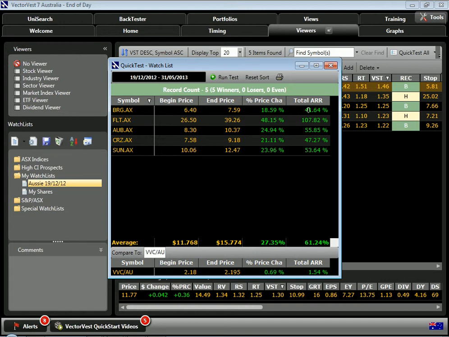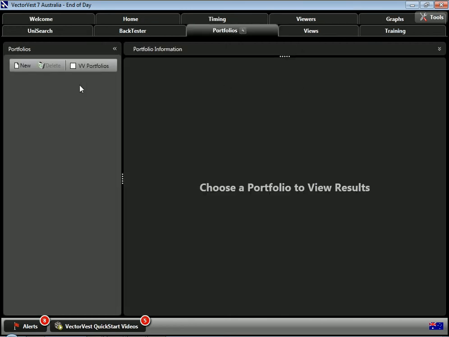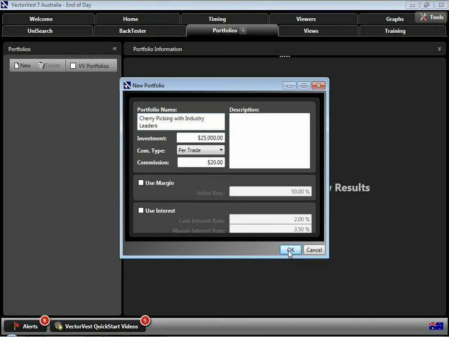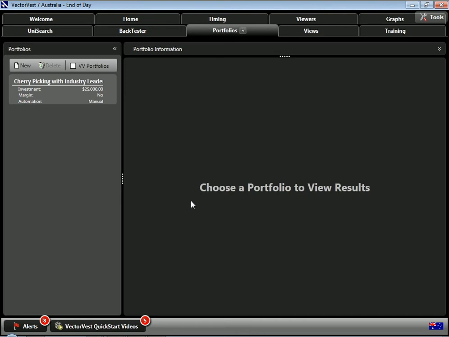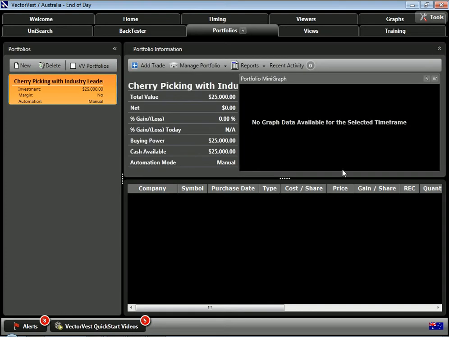Let's minimize this and move over to the portfolio manager. In the portfolio manager, we'll click New, and we'll give it a name. Let's call this Cherry Picking with Industry Leaders. And we'll leave our default set. I'll click OK. That creates the portfolio. If I click on that portfolio, we can see that it opens up and it's empty. There are no stocks. If we open up the graph window, there is no equity here. We're just sitting there at 25,000.